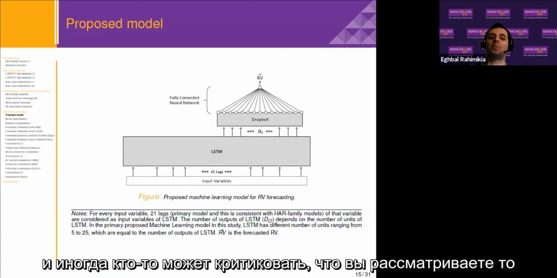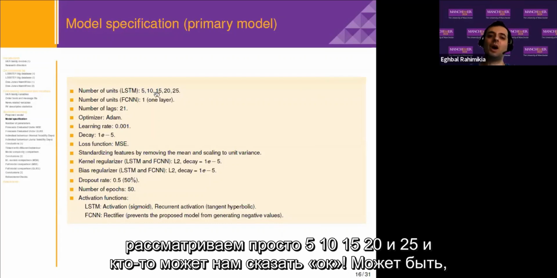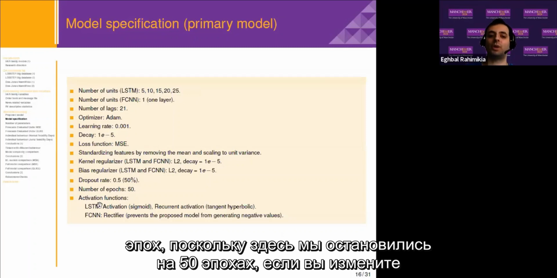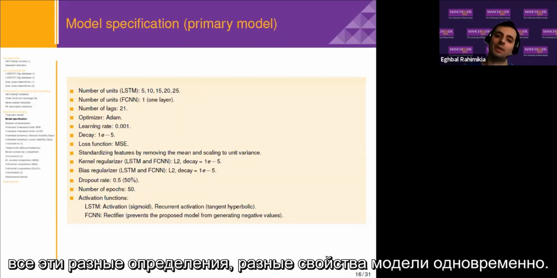And so sometimes someone can criticize that you are just considering different units. In this research, we are considering just 5, 10, 15, 20, and 25 units. And someone may tell us, okay, if you use a different number of epochs, because here you are just focusing on 50 epochs, if you change this one, maybe your model may work better. So for the robustness checks, we are considering all these different definitions and different properties of the models.